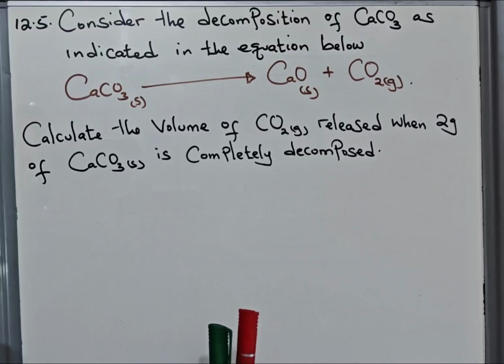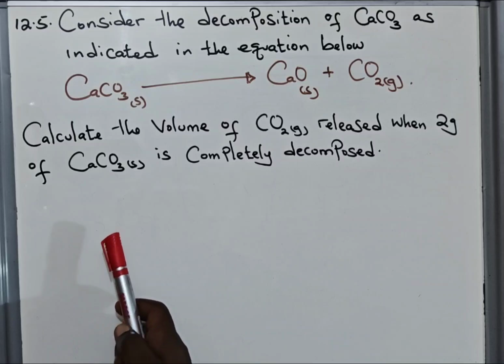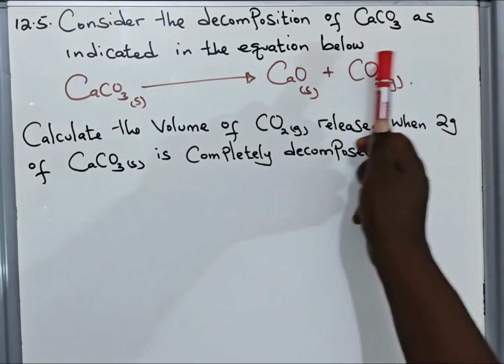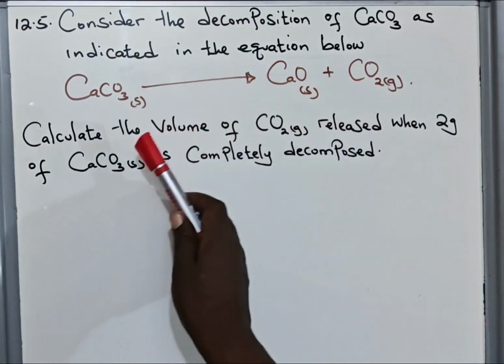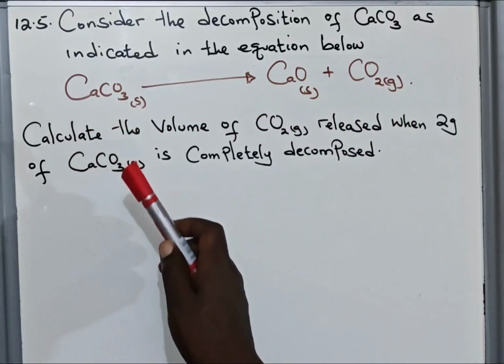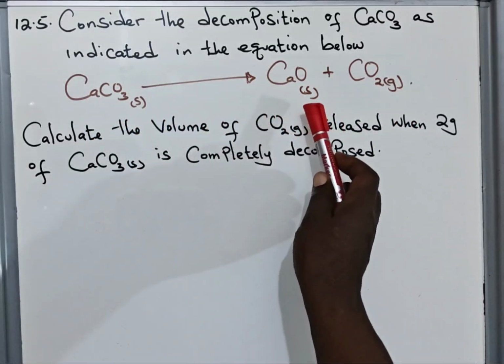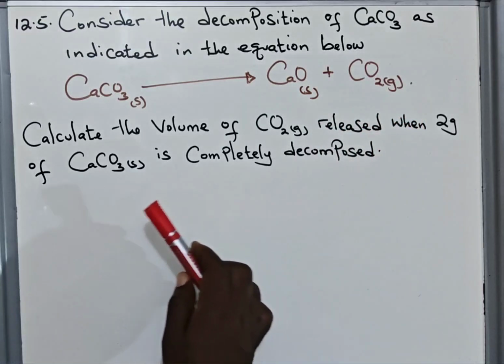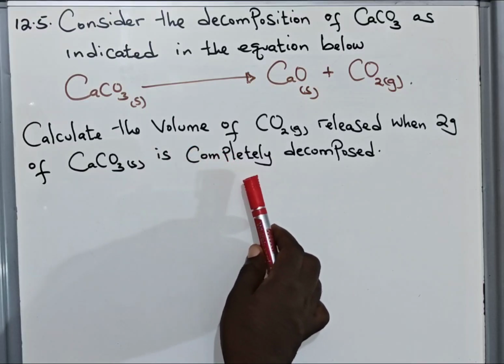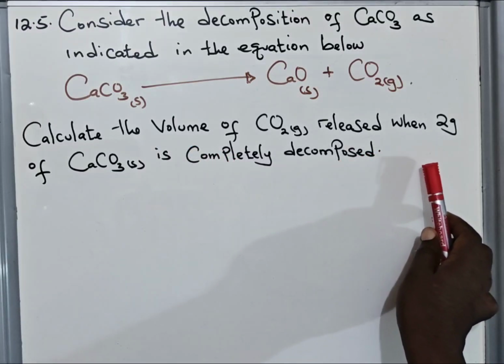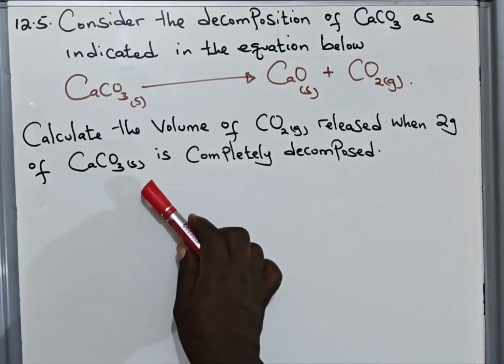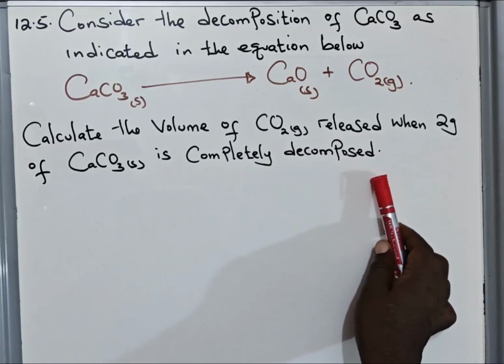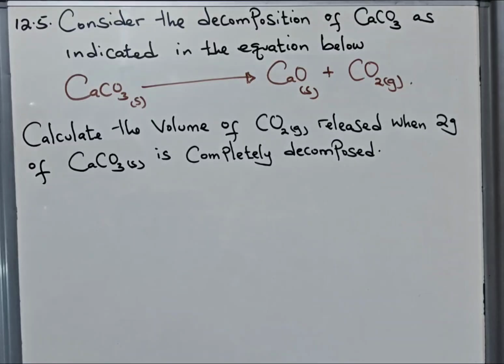Now we come to this question. It says, consider the decomposition of calcium carbonate as indicated in the equation below. This is the equation for the decomposition of calcium carbonate. It decomposes to give us calcium oxide and carbon dioxide. The question says, calculate the volume of carbon dioxide released when 2 grams of calcium carbonate is decomposed completely. So how do you go about this?